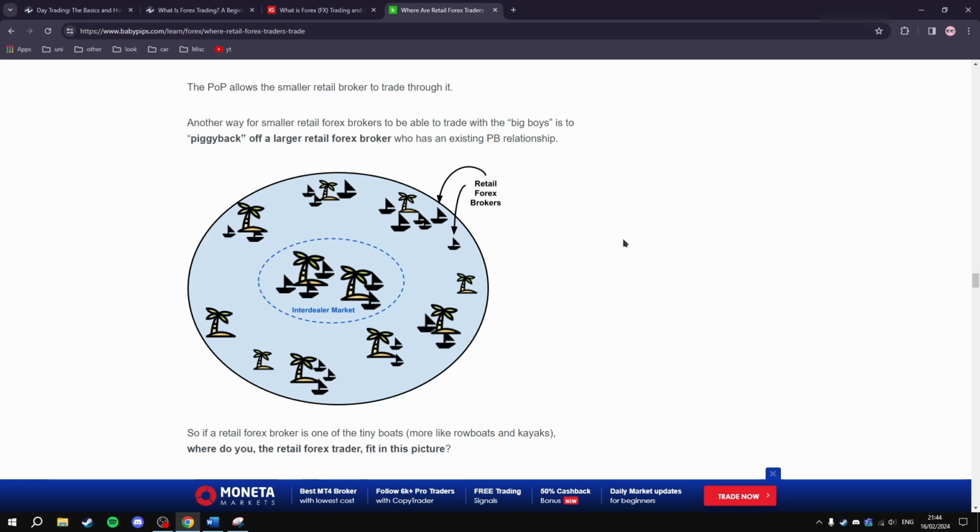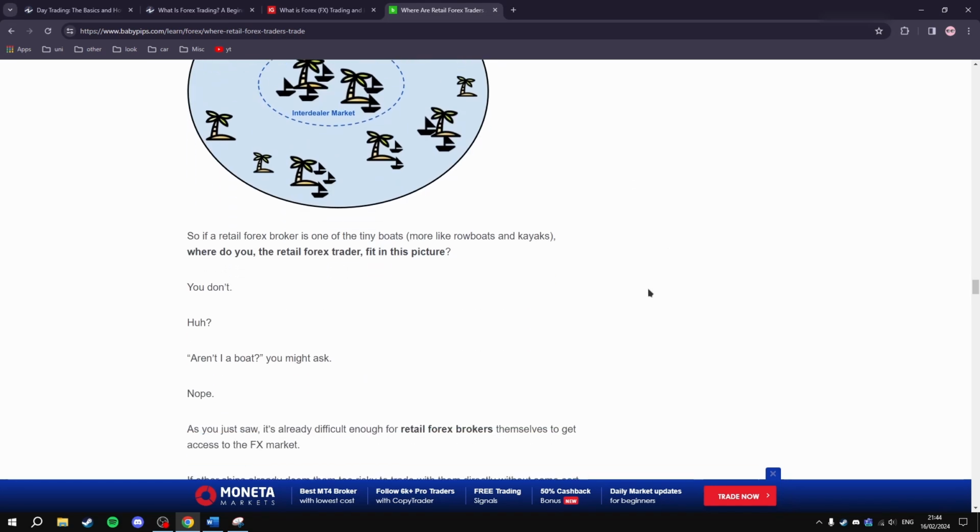Another way for smaller retail forex brokers to be able to trade with the big boys is to piggyback off a larger retail forex broker who has an existing PB relationship. So, if a retail forex broker is one of the tiny boats, more like rowboats and kayaks, where do you, the retail forex broker trader, fit in this picture? You don't. Huh? Aren't on a boat, you might ask?